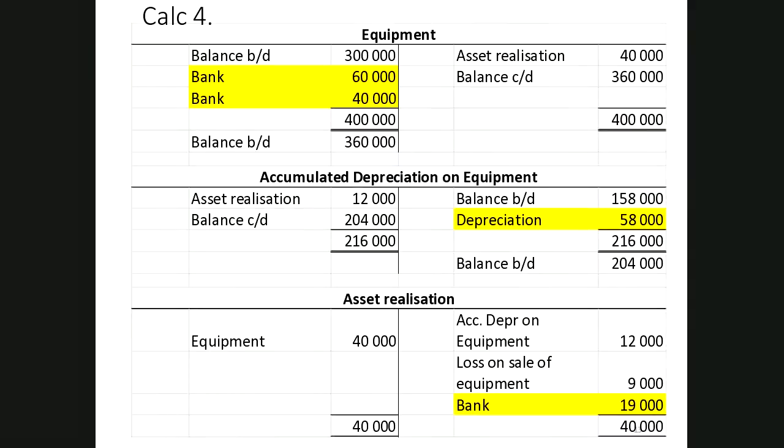So if we now go and reconstruct these accounts, the equipment account, accumulated depreciation on equipment and asset realization. So in the question, we have equipment that starts with an opening balance of 300,000 and has a closing balance of 360. We have accumulated depreciation that has a credit opening balance of 158 and a closing balance of 204. That information was given in the statement of financial position.